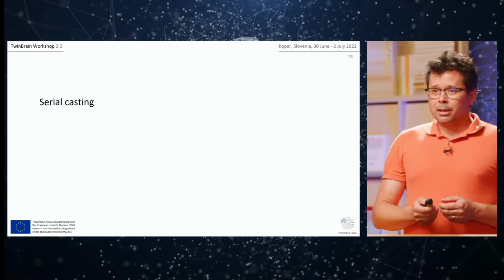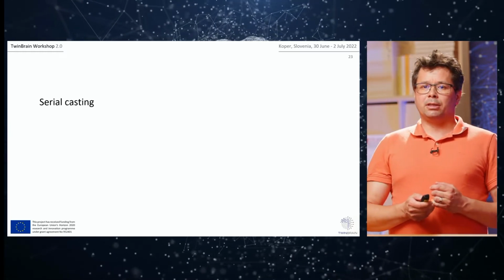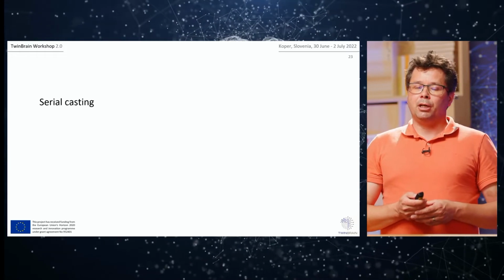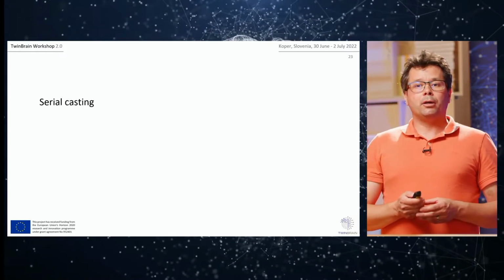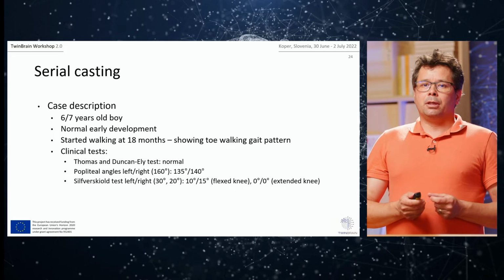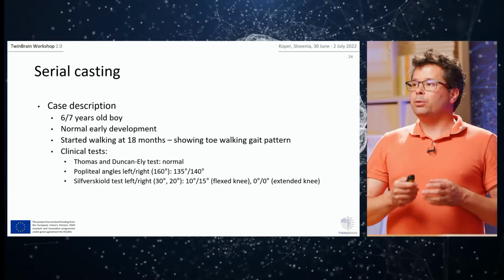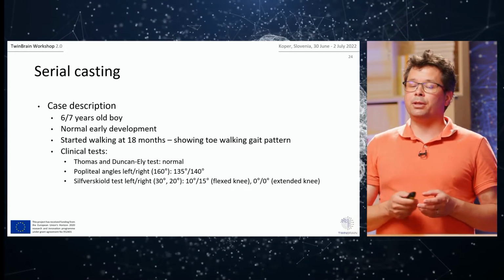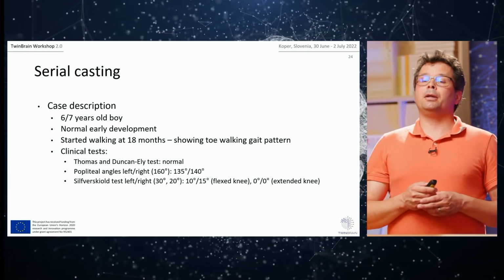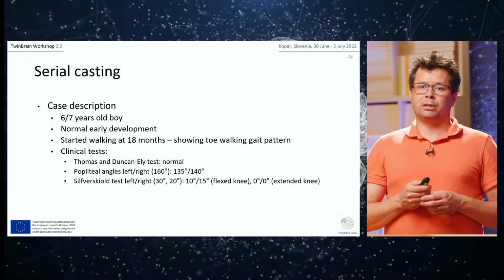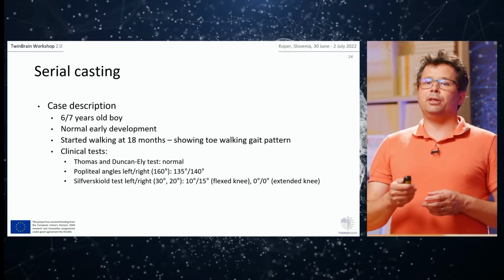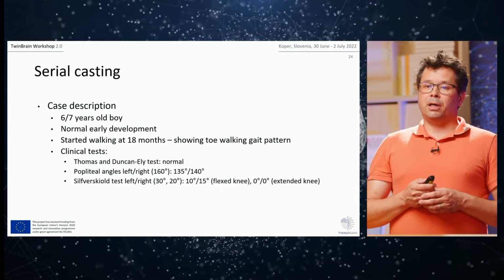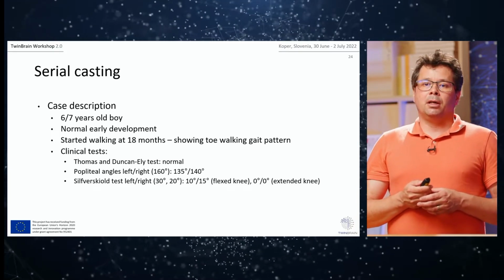So now the second example is a quite common intervention in children who are toe walking. Serial casting is a procedure when we try to improve or increase the range of movement in toe walking subjects. So this was a boy who was 7 years old at the final gait analysis.